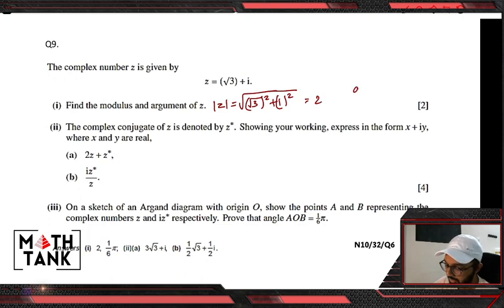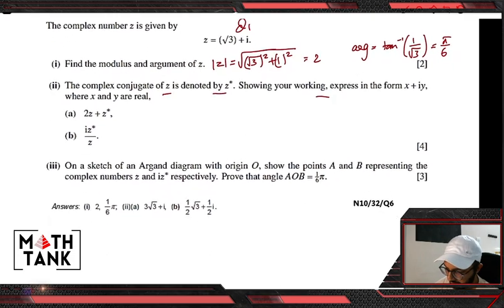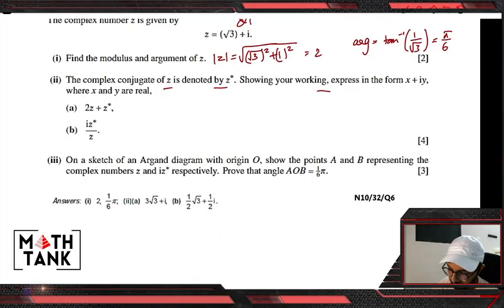For the argument, you calculate alpha, and in this case it's in quadrant 1, so it's going to be directly alpha. Tan inverse of 1 over root 3 is pi over 6. So that's 30 degrees. Then it says the complex conjugate of z is denoted by z star. Showing your working, express in the form x plus yi, where x and y are real numbers.